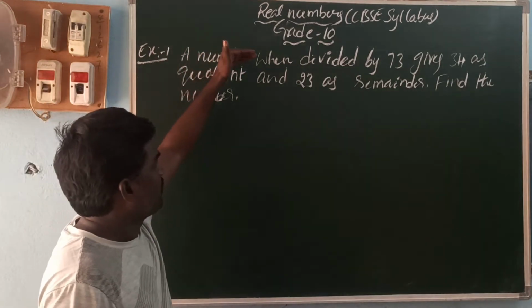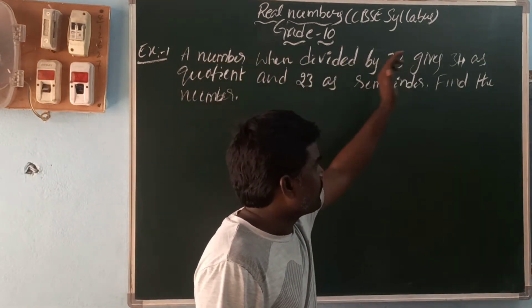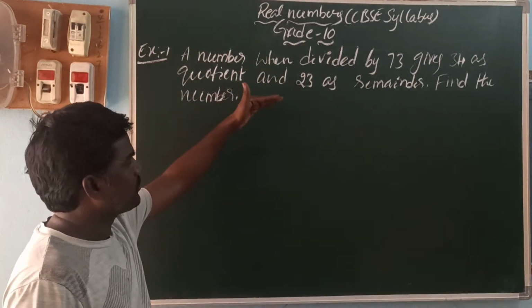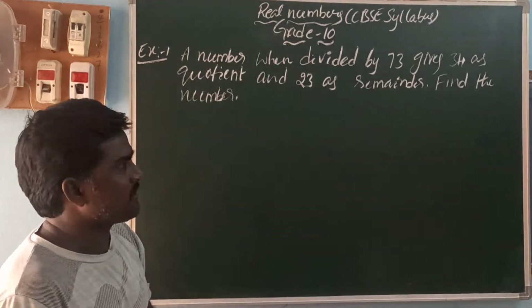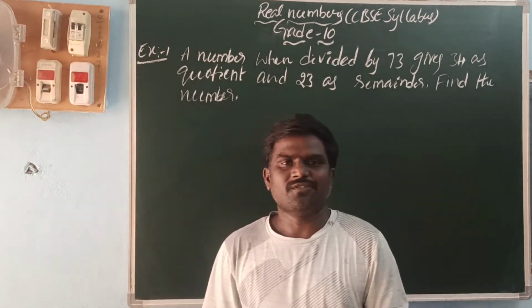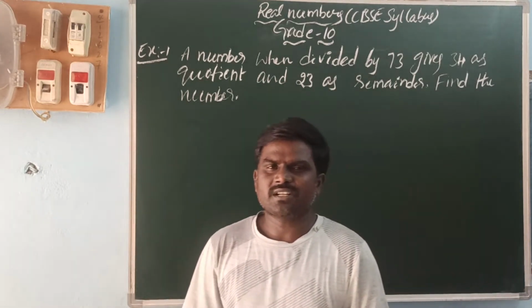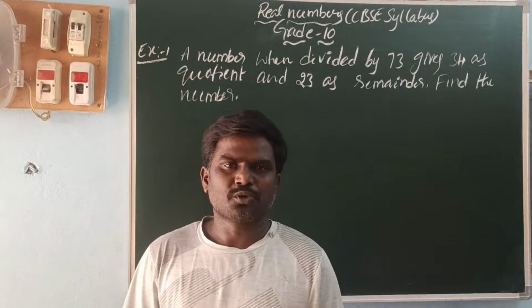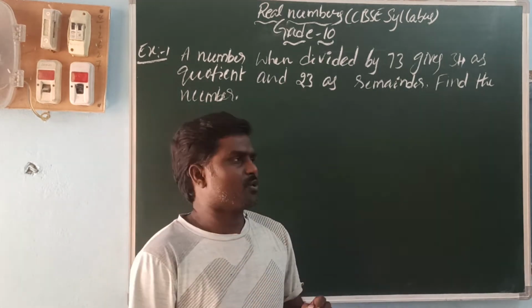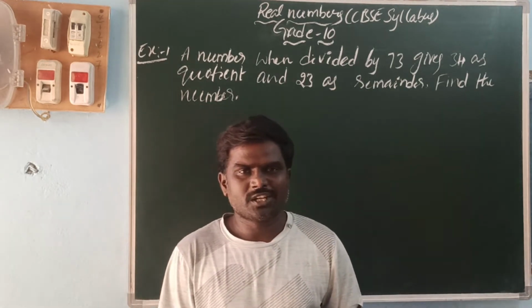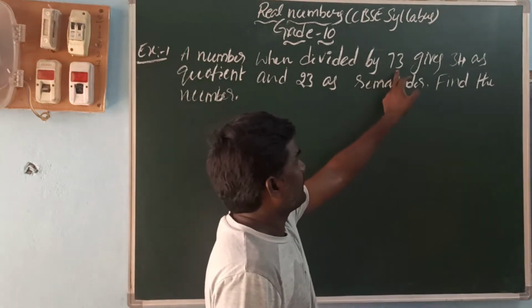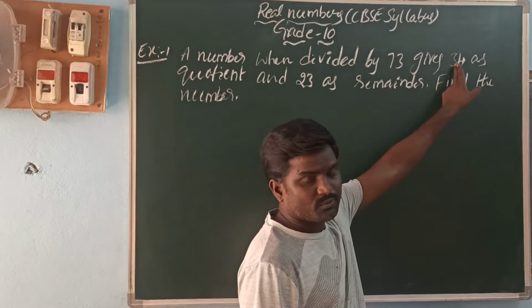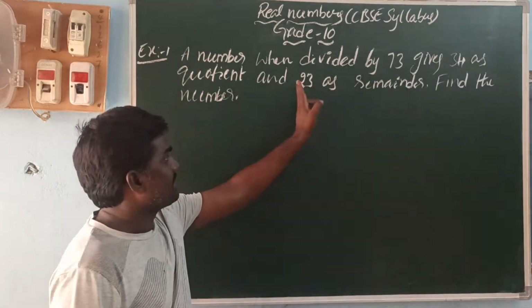Here, a number when divided by 73 gives 34 as a quotient and 23 as remainder. Find the number. Okay, how can we find the number? By using Euclid division lemma. So what is the Euclid division lemma? A is equal to B into Q plus R. A is the dividend, B is the divisor, Q is the quotient, R is the remainder. So here, what is the divisor? 73. 34 is the quotient, remainder is 23.